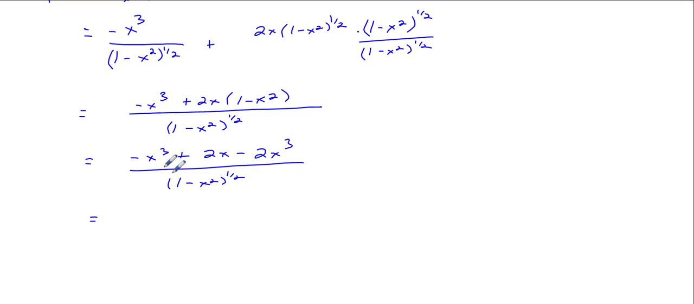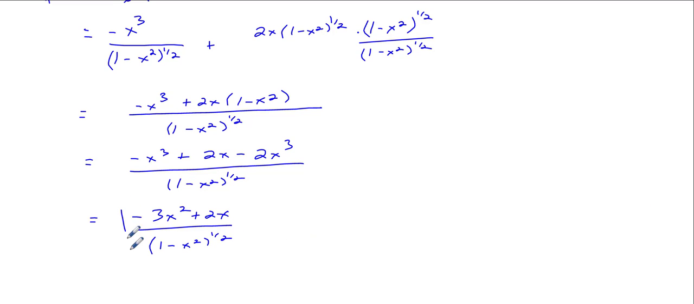Alright, let's see here. That'd be what, negative 3x cubed plus 2x all over 1 minus x squared to the 1/2 power. You might be asking, well, Mr. Bonnie, would you maybe factor out an x? You could. I would leave it like this right now, though. We can't cancel the factor x down here anyway, so I'm okay with this. This is definitely a good answer.